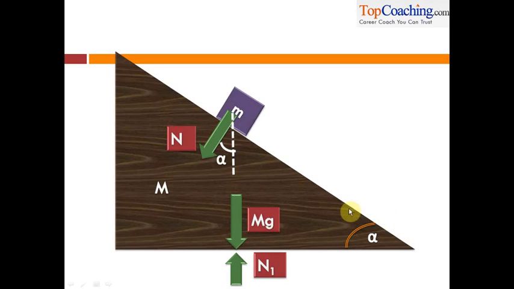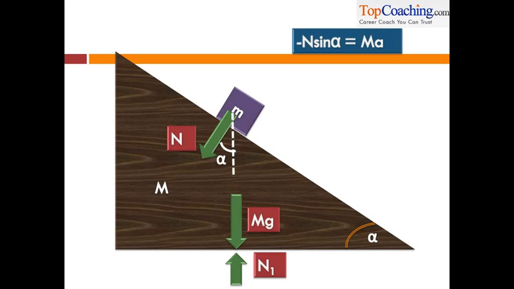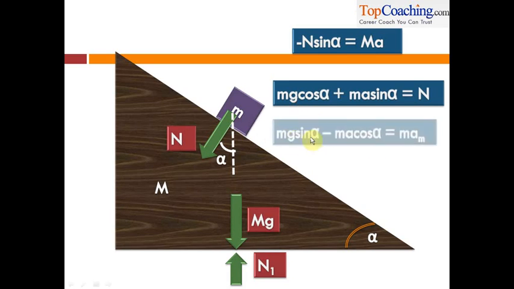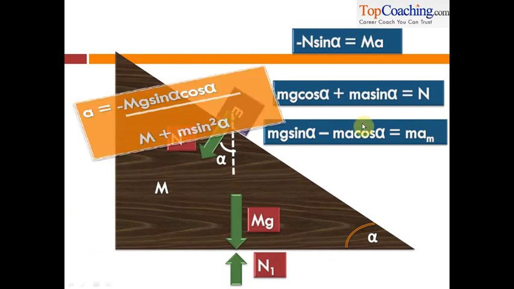In the horizontal direction, you can see that the net force is N sin alpha. We have assumed that the acceleration of the wedge is towards the right. So we can say minus N sin alpha, the net horizontal force on the wedge, is capital M into A. Note that I have written minus here because we have already assumed that A is towards the right, isn't it? Now we already have these equations. Mg cos alpha plus ma sin alpha is N, and mg sin alpha minus ma cos alpha is m a_m.